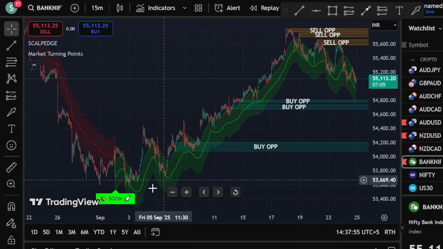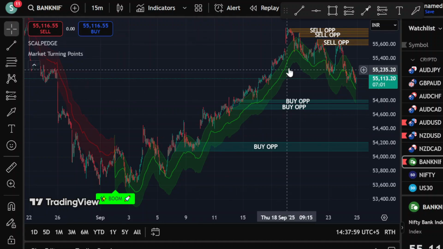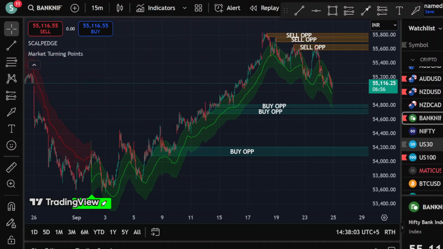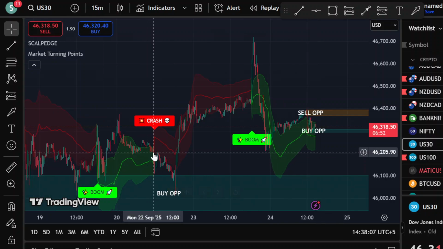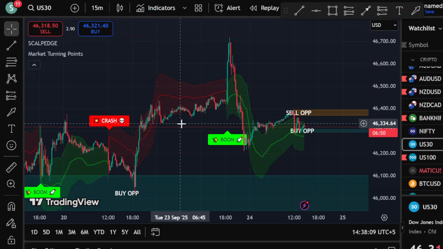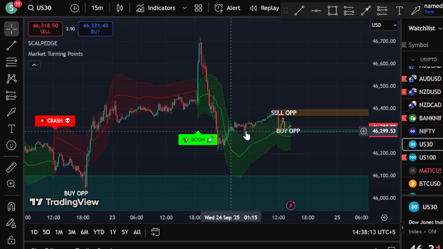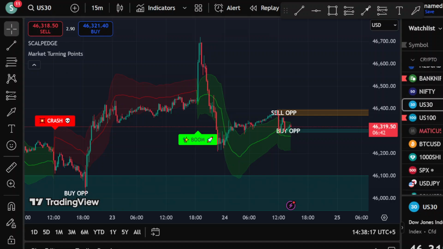Now just look at this one. Boom signal on Bank Nifty, you got a buy signal, then the buy opportunity level, and then see where the price stands. You can use this on any time frame, but I recommend going with around 15-minute. That's much better. For example, that was the boom on US30. No need to take that boom. Now if we get a crash signal, then we can go for that.